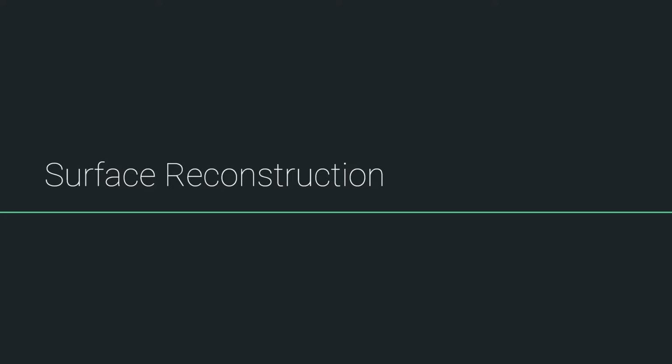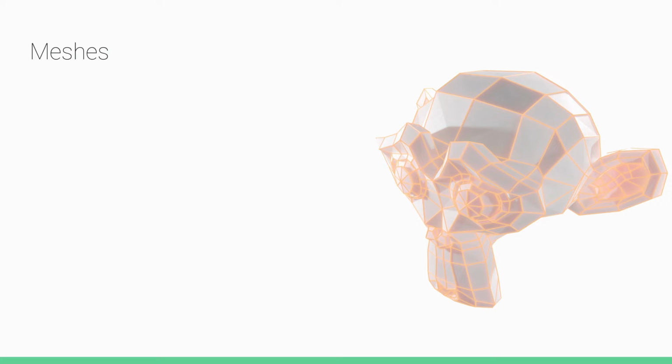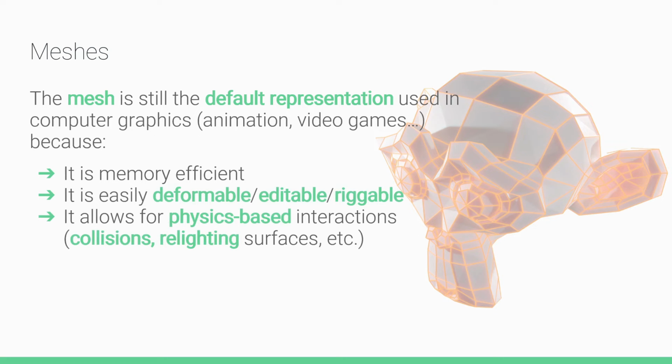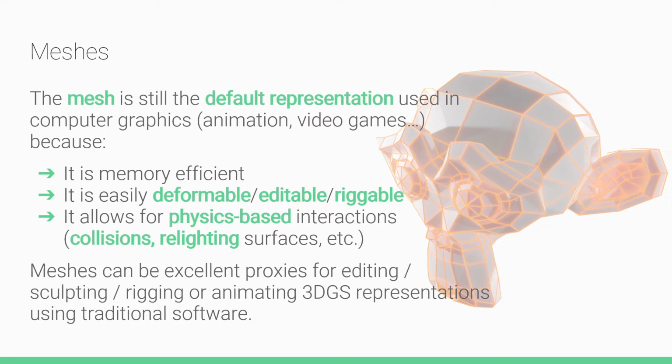Even though radiance fields allow for photorealistic rendering, for many tasks, 3D artists need an explicit representation of the surfaces, typically what we call a triangle mesh. Indeed, the mesh is still the default representation used in computer graphics, for many reasons. We also believe and show with our method that meshes can be excellent proxies for editing, sculpting, rigging, or animating 3D representations using traditional software.